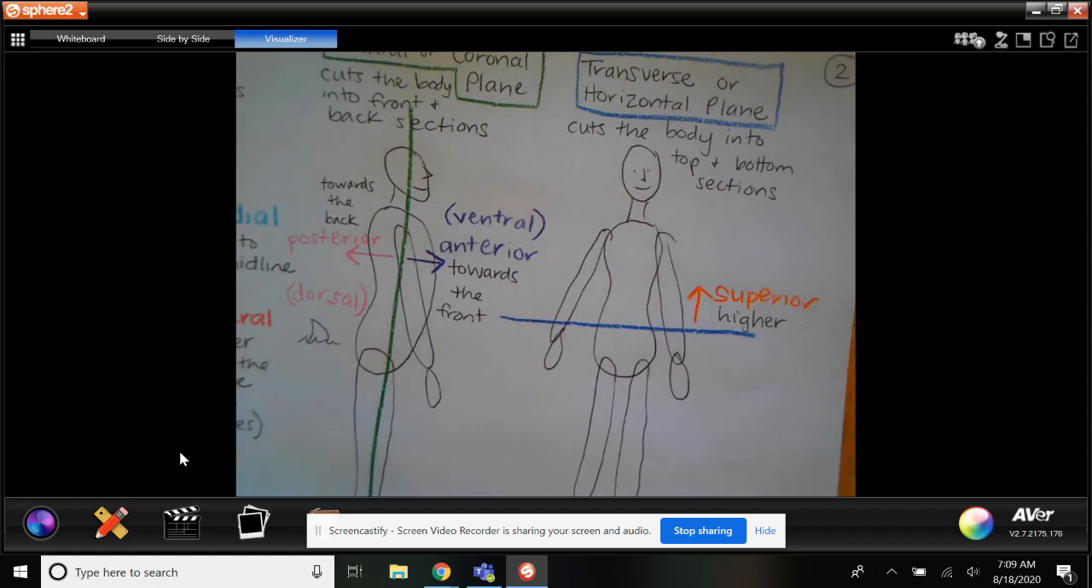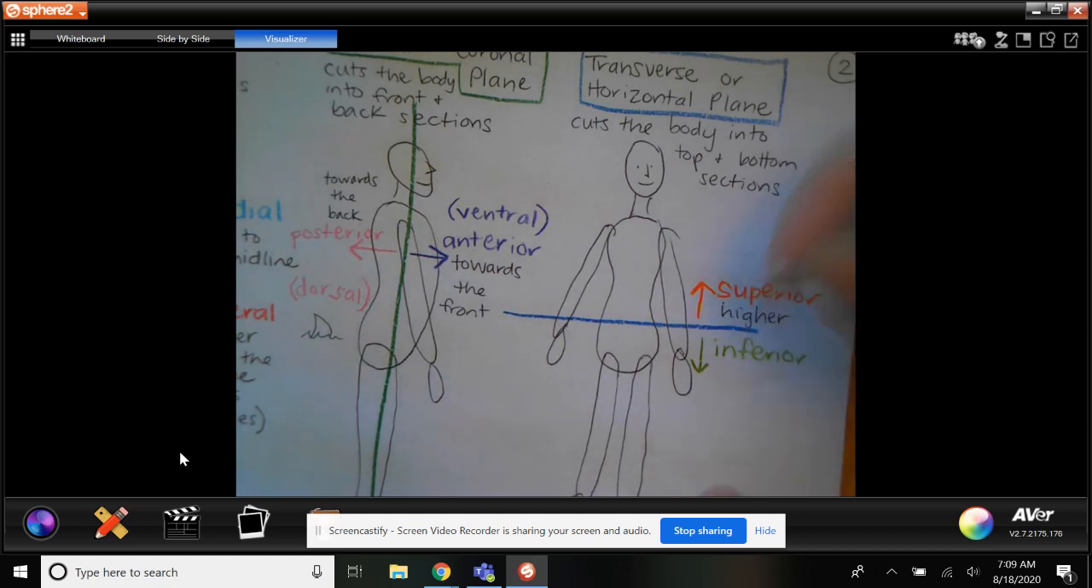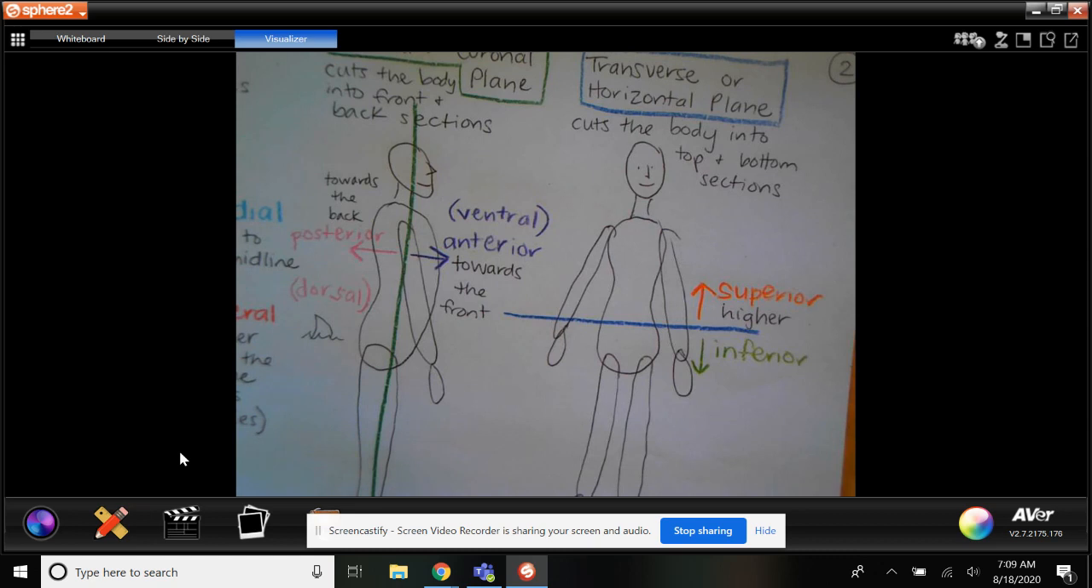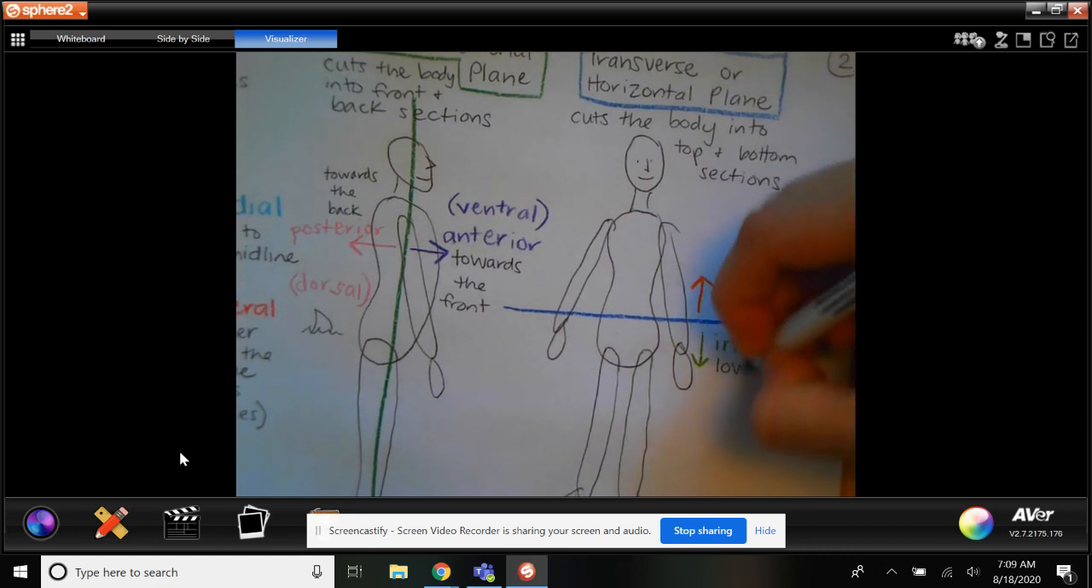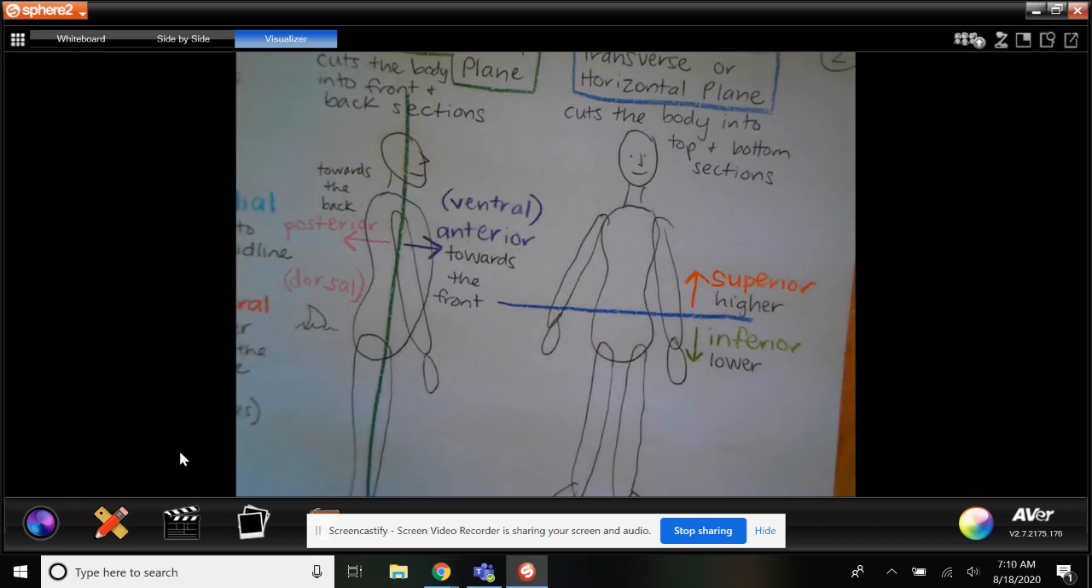And going with that is the opposite word, inferior, which means lower down on the body. So for example, your shoulders are more superior, your hips are more inferior. Or your nose is more superior and your fingertips are more inferior. Okay. But again, anatomists can't make up their minds, and they have another word that means something really similar.